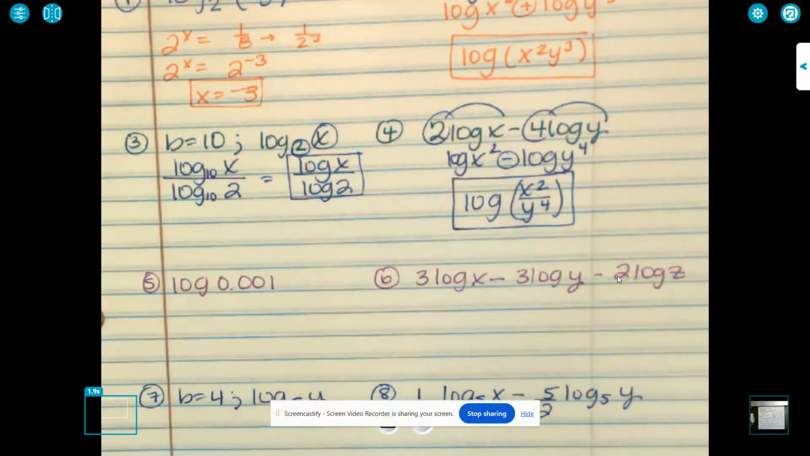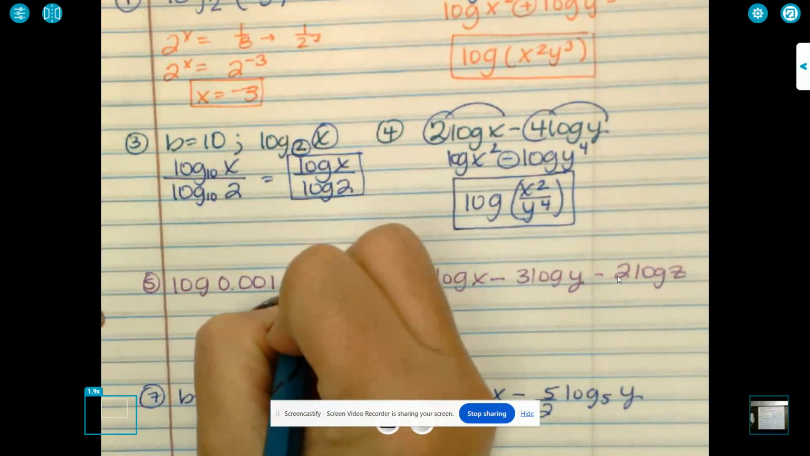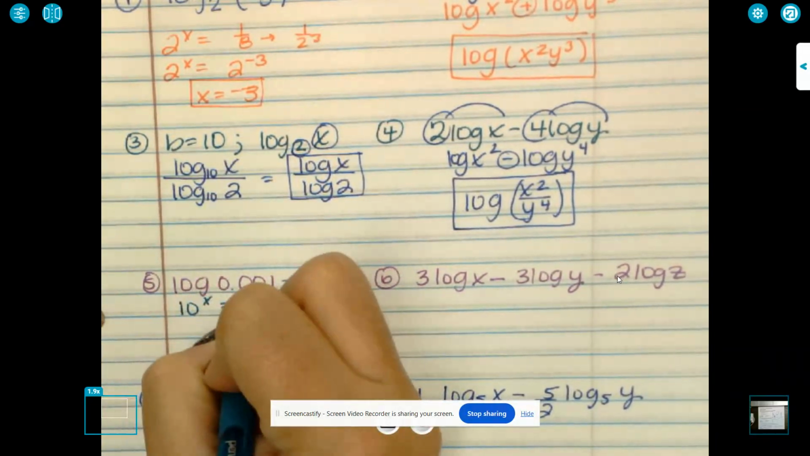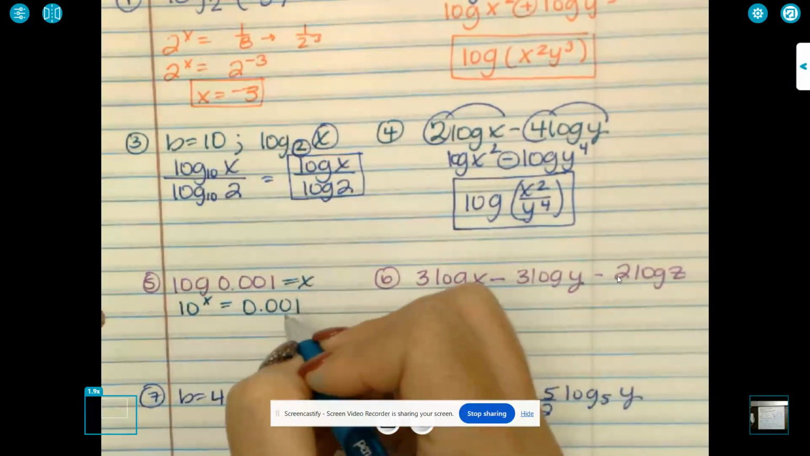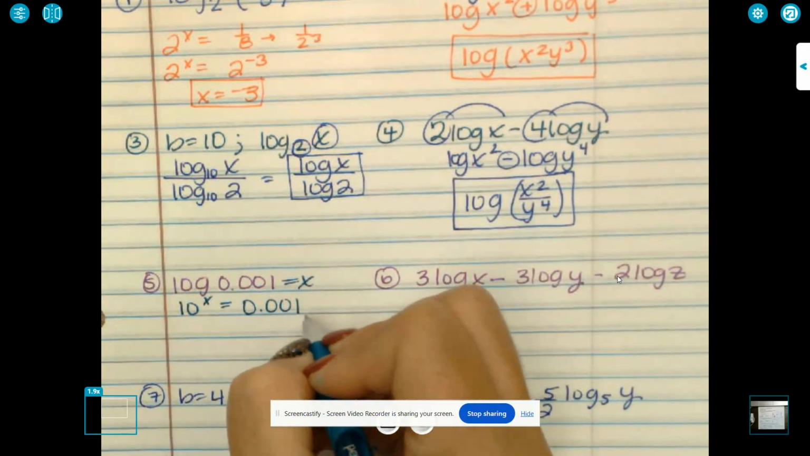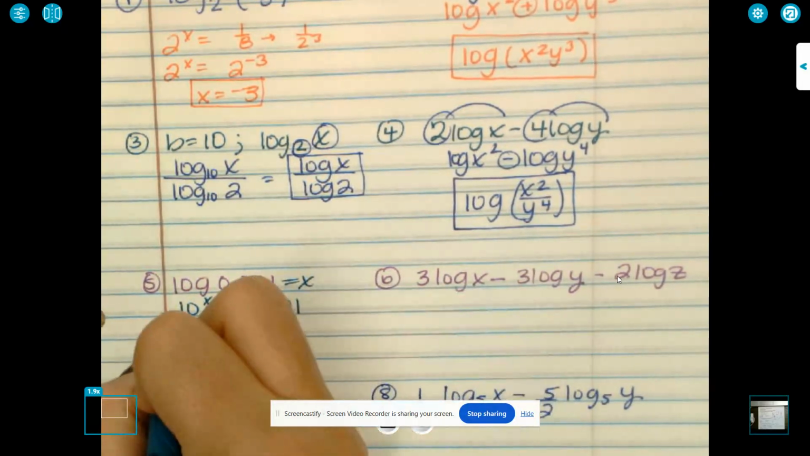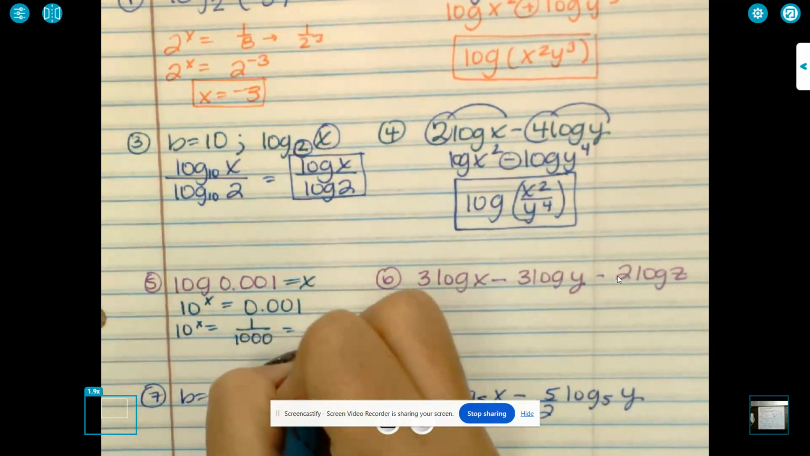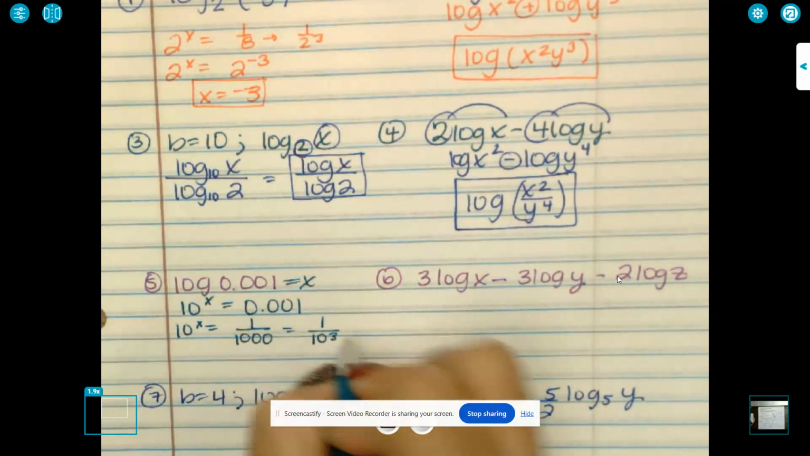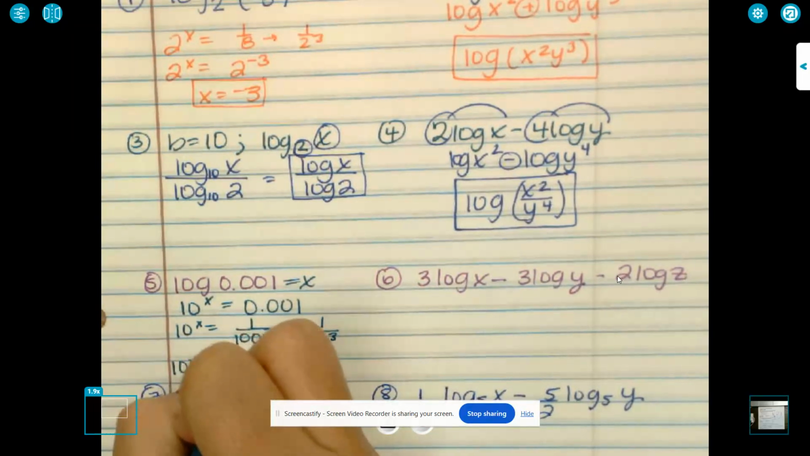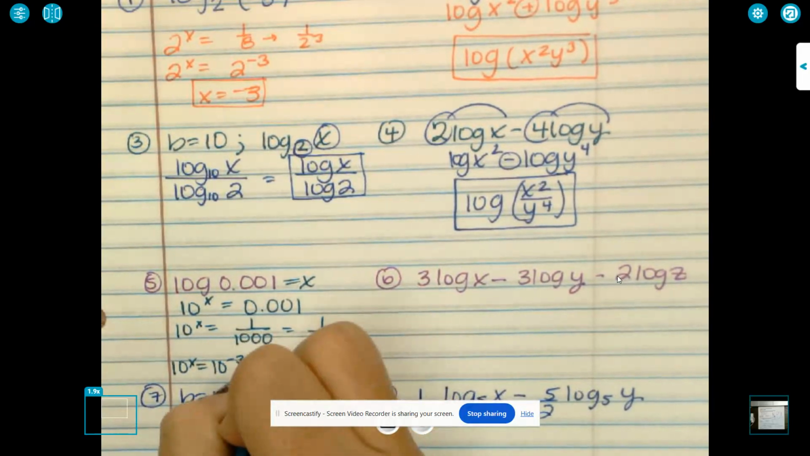Number 5 is another evaluate problem. Again we're setting this equal to x. Remember, we have an understood base of 10, so if I work that out, it would be 10 to the x equals 0.001. Well, 0.001 is 1 over 1,000. That's tenths, hundredths, thousandths, so that's 1,000th. So 10 to the x is 1 over 1,000, which is the same as 1 over 10 to the 3rd. Now we can move that up again. So 10 to the x equals 10 to the negative 3. So x equals negative 3.